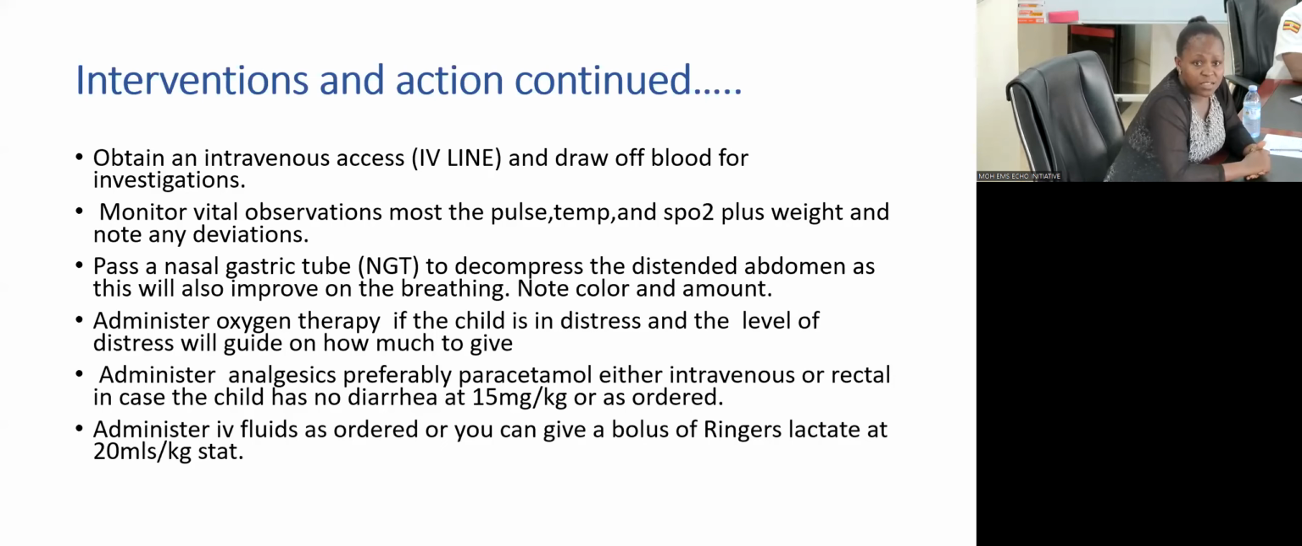I administer oxygen if the child is in distress, and the level of distress will guide you on how much to give. You may find someone is saturating between or above 85, you will not give them the same amount of oxygen as someone who is below 80. So you pay attention to that.